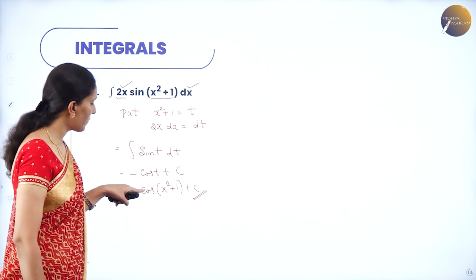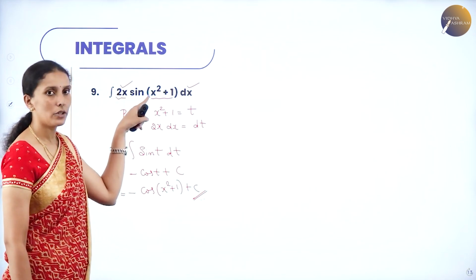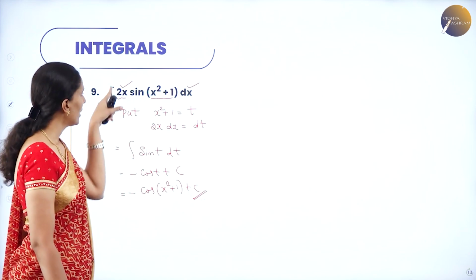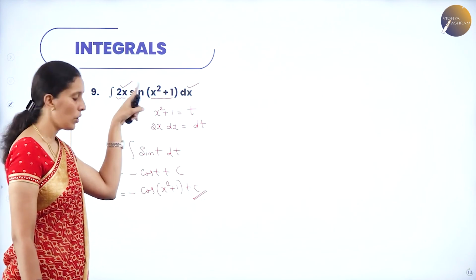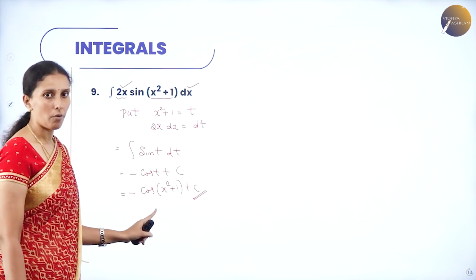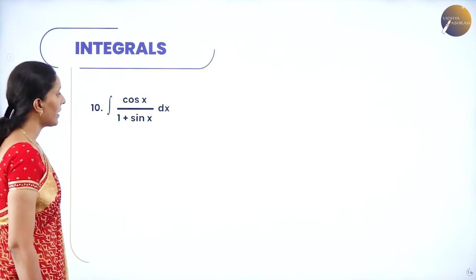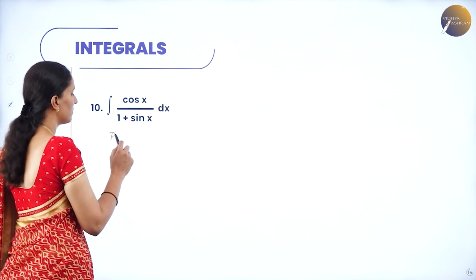So when you derive this function, you will get back the same 2x into sine x square plus 1. That is why here always the derivative is given whose function has to be found. Next, cos x divided by 1 plus sine x.